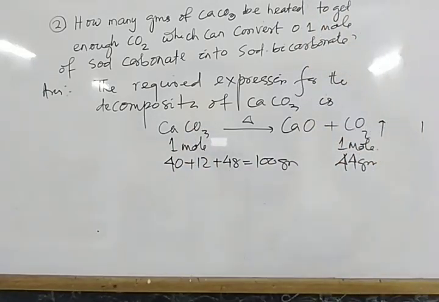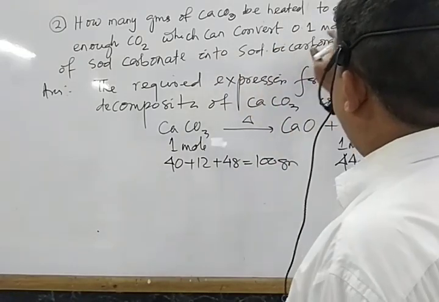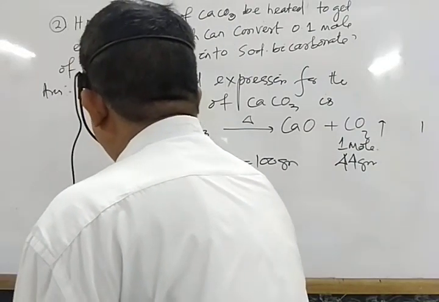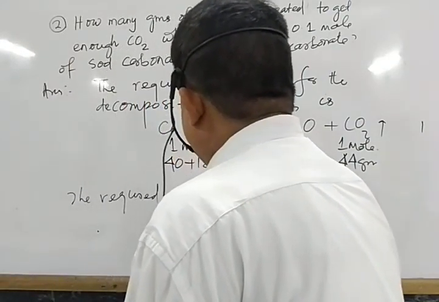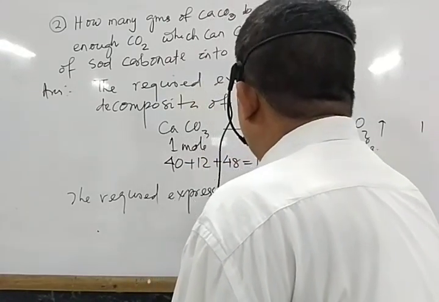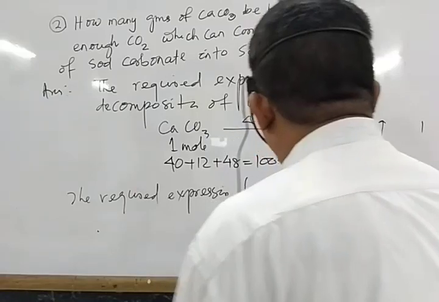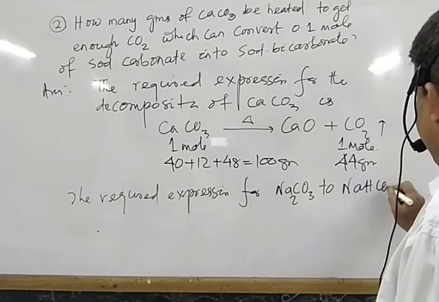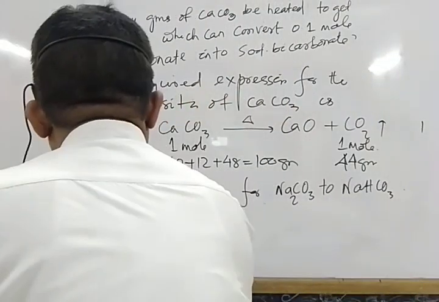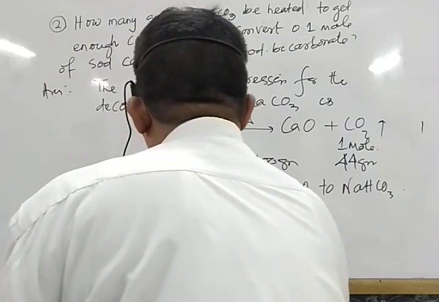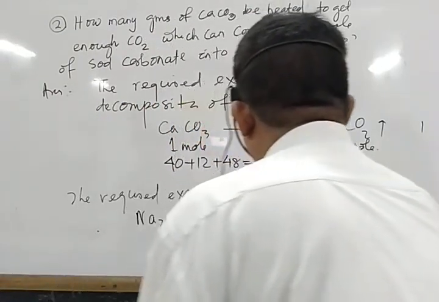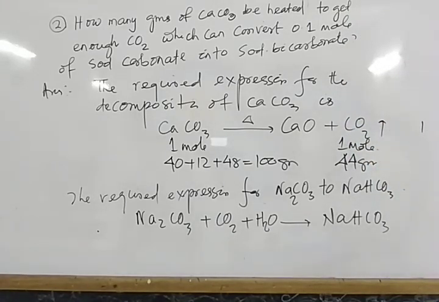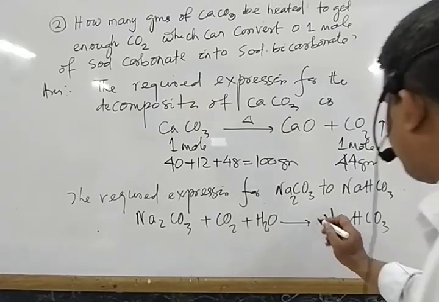I repeat again. That means it is one equation, then move to the other equation which can convert sodium carbonate to sodium bicarbonate. Next, the required expression for conversion of sodium carbonate Na2CO3 to sodium bicarbonate NaHCO3 is Na2CO3 plus CO2 plus H2O gives NaHCO3. Mark the equation: sodium carbonate combined with carbon dioxide plus water gives sodium bicarbonate.